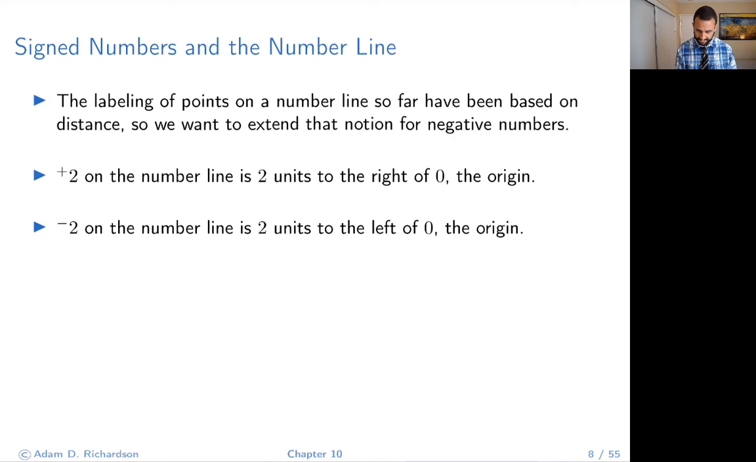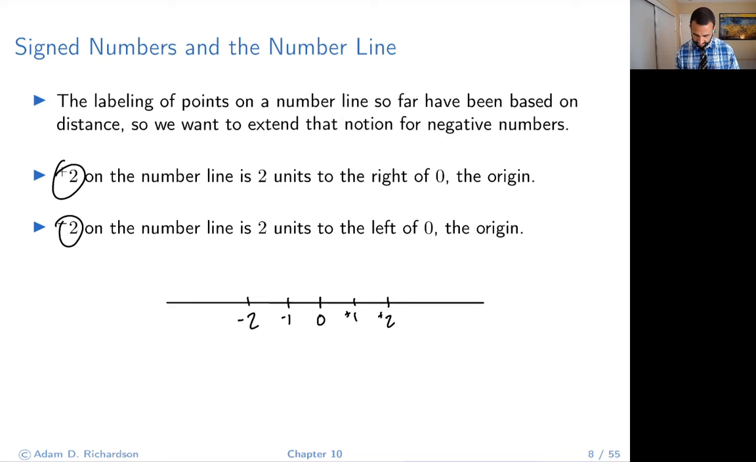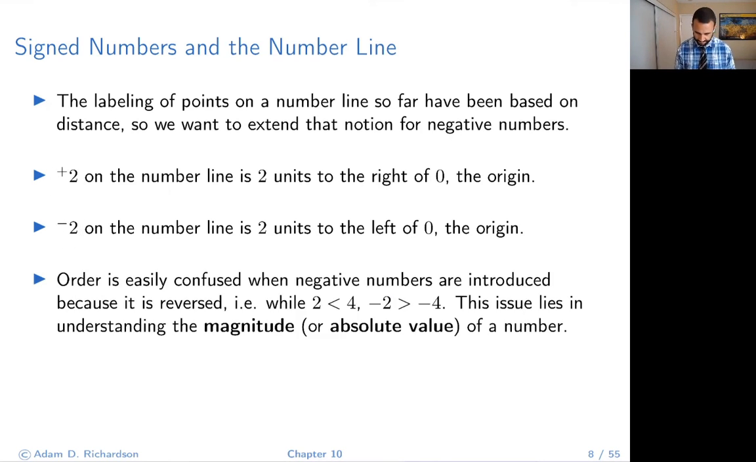So for example, this will be a basic number line here. Positive 2 on the number line is 2 units to the right of 0, and the opposite of 2 is 2 units to the left of 0. So this is exactly the type of image that you're all probably thinking of. Here's 0, 1, 2. I'll use the positives right here. And this would be negative 1, negative 2. So what we're saying here is that positive 2 is 2 units to the right, and the opposite of 2 is 2 units to the left.